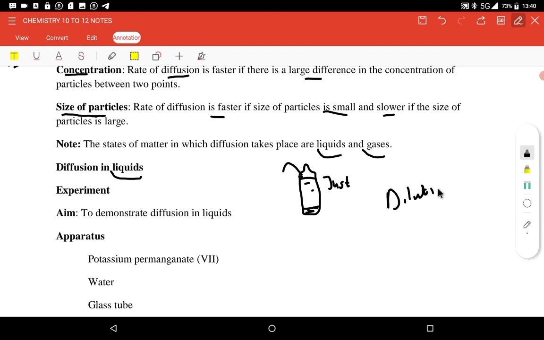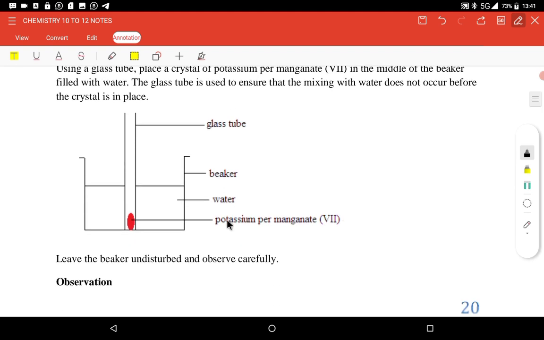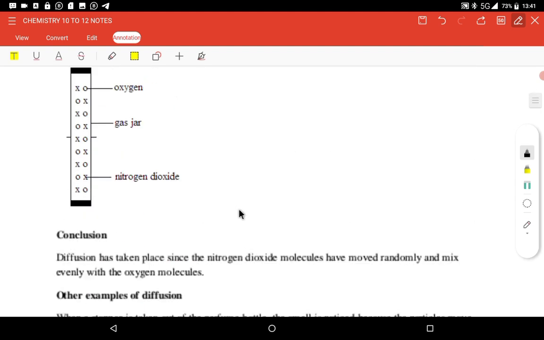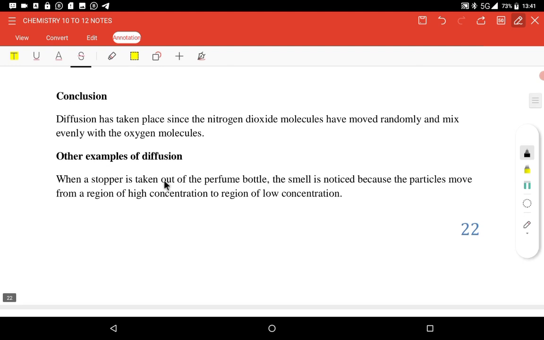But dilution is an example of diffusion. So here, the juice is high in concentration. So it will diffuse to where it is lower in concentration, in the water, because you've added water. So you can also go through this example, try to see if you can understand it. So diffusion is faster in gases than it is in liquids, okay.